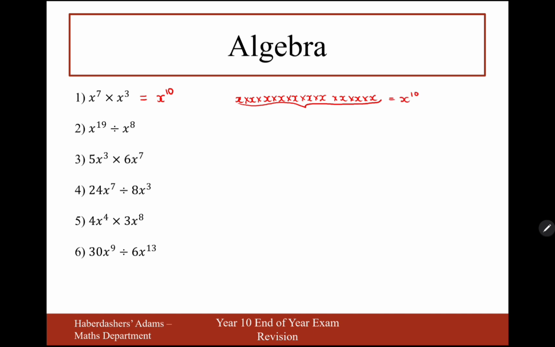On question 2, the opposite rule is going to be the case. When you're dividing, you subtract the powers. So 19 take away 8 here is 11.